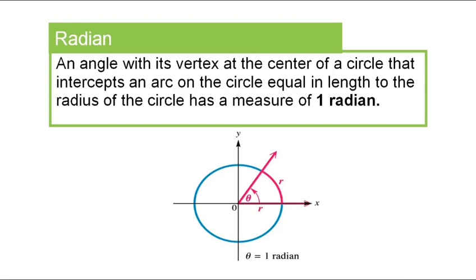First, let's figure out exactly what a radian is. If you take an angle that has its vertex at the center of a circle, so we'll put it at the origin right here, and that angle covers an arc that's the same length as the radius, then this angle is equal to 1 radian. Notice that the radius here is r, and the part of the circle that it covers is equal to length r. So that makes an angle of 1 radian.